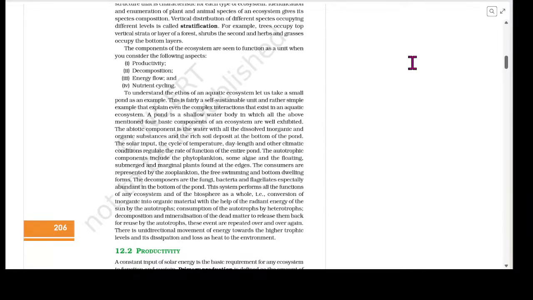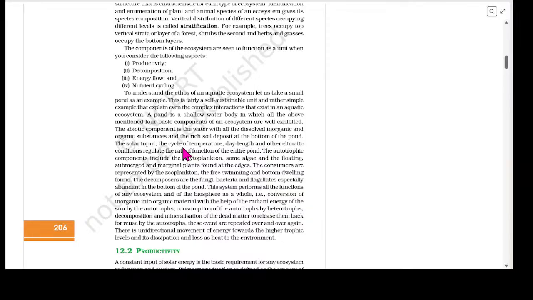To understand the ethos of an aquatic ecosystem, let us take a small pond as an example. This is a fairly self-sustainable unit and a rather simple example that explains even the complex interactions that exist in an aquatic ecosystem. A pond is a shallow water body in which all the above mentioned four basic components of an ecosystem are well exhibited. The abiotic component is the water with all the dissolved inorganic and organic substances and the rich soil deposit at the bottom of the pond.